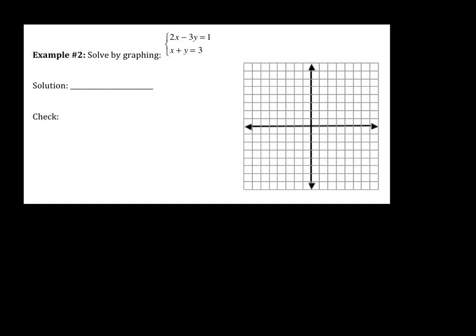Alright, so graphing is pretty nice as long as our solution is an ordered pair with whole numbers, but in order for us to be able to graph an equation, we have to get it in that y equals mx plus b form. So both of these actually need to be rearranged. Starting with the first one, we have 2x minus 3y equals 1, and our second equation is x plus y equals 3.